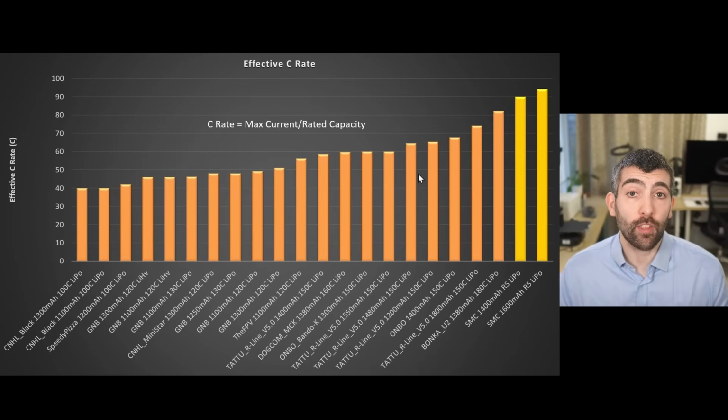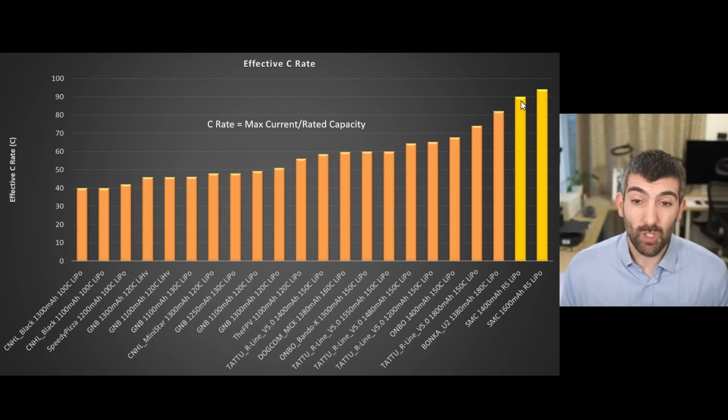If we plot a bar chart of the effective C rate, we can see the maximum current divided by the rated capacity in this burst test gives the C rate. And the effective C rate under my test conditions for these SMC packs is 90 for the 1400 and 94 for the 1600. And that is significantly higher than any pack I've ever tested before. Even the Bonker U2 1380 180C pack only achieves about 82C in my test. And these two SMC packs achieve much more than that. So they are delivering more current than anything else at an equivalent size.